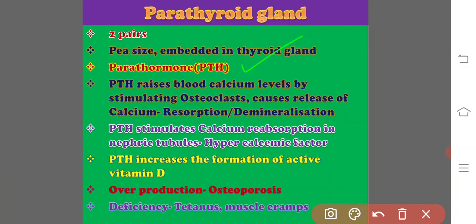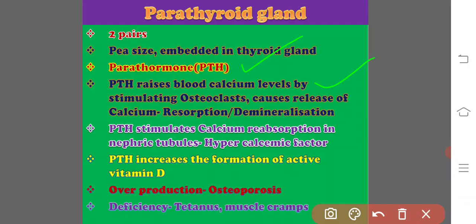In general, PTH raises the blood calcium level, whereas calcitonin decreases the blood calcium level. That is, the parathyroid gland releases PTH whenever the blood calcium levels decrease below the normal level, whereas the thyroid releases calcitonin in response to higher blood calcium levels. So both of them work in opposite manner.